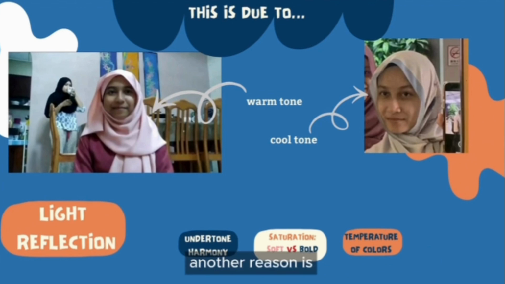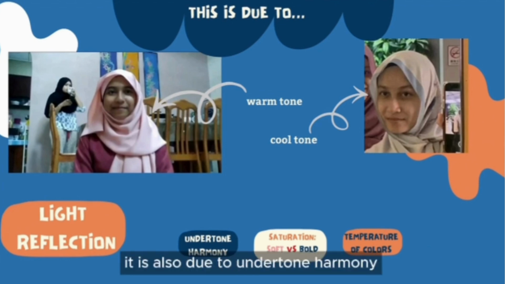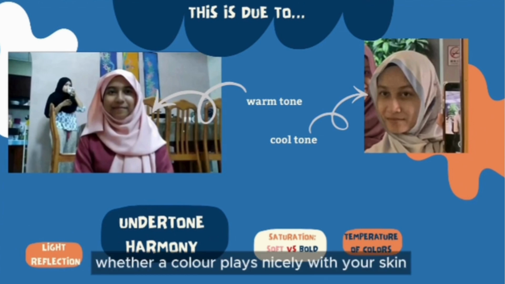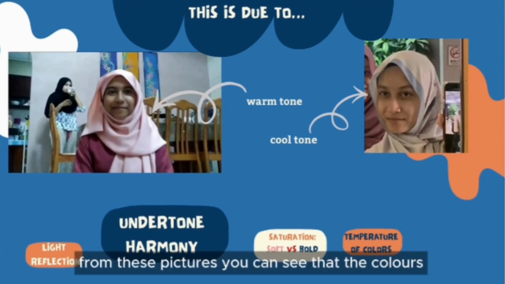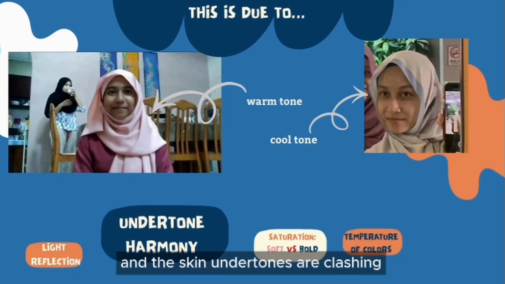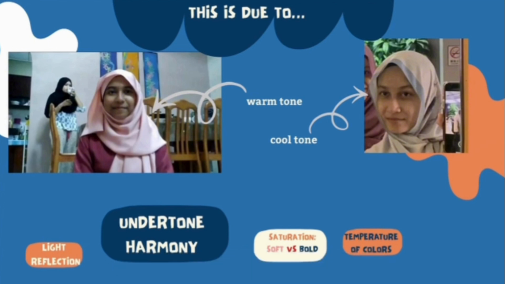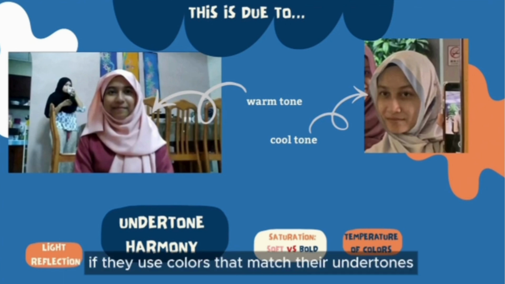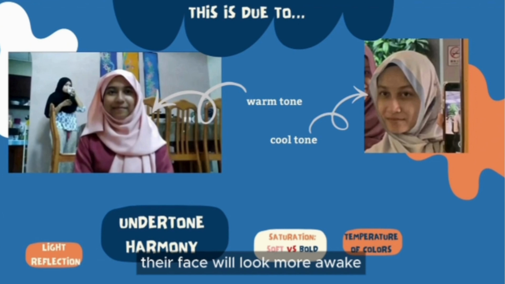Another reason is undertone harmony, which decides whether a color plays nicely with your skin. From these pictures, you can see that the colors and the skin undertones are clashing, which is why their skin appeared grayish and sallow. If they use colors that match their undertones, their face will look more awake even while not using any makeup.